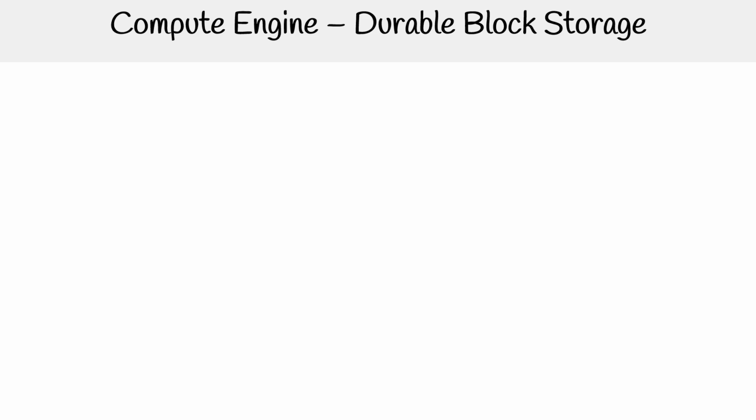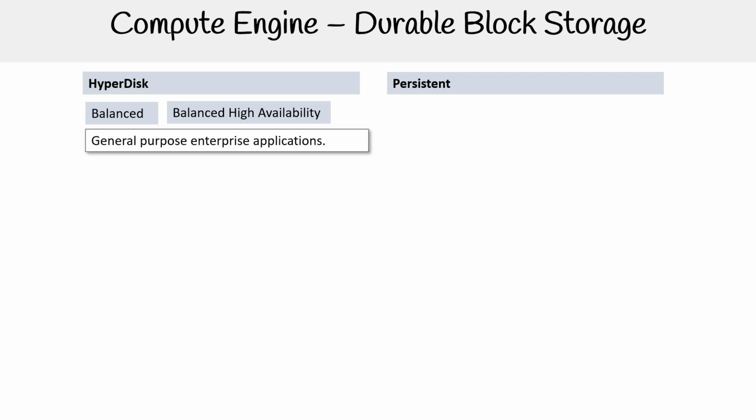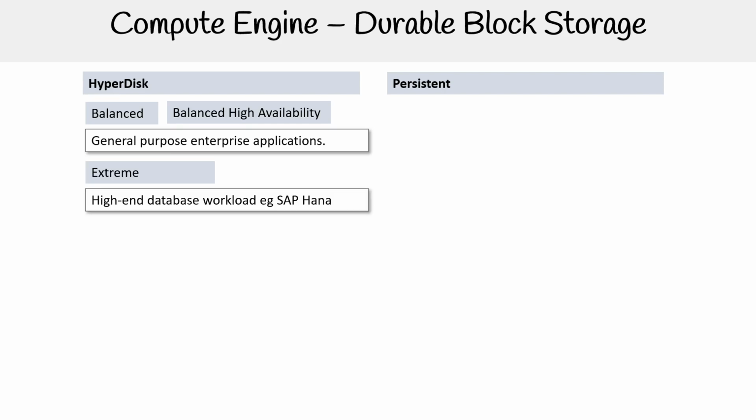Now let's go take a look and compare Hyperdisk and Persistent Disk types that we have. So let's start on the Hyperdisk side. We have Balanced and Balanced High Availability. These are good for general purpose enterprise applications. Then you have Extreme. These are high-end database workloads, so think of SAP HANA.